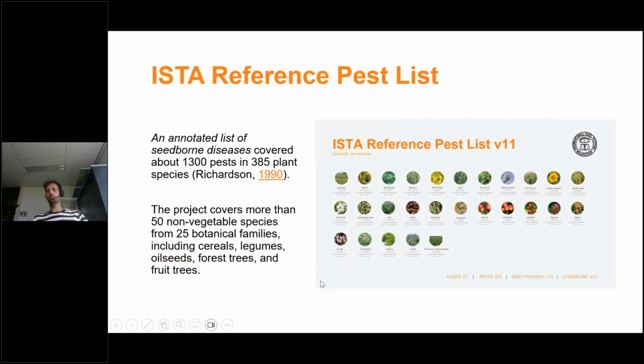Then on the special projects, the first one, which I referred to already earlier, is the ISTA reference pest list. There is an annotated list of seed-borne diseases, which was published by Richardson in the 1990s. It consists of about 1,300 pests and 385 plant species.